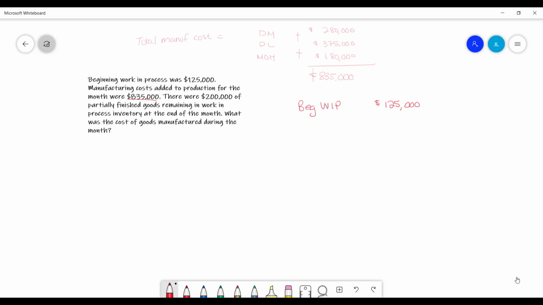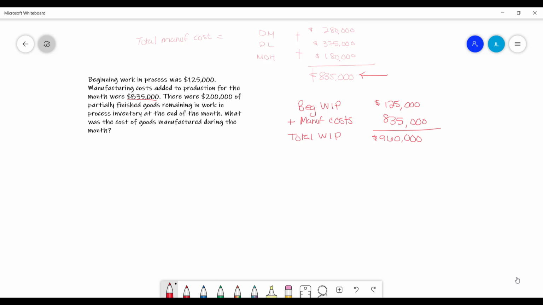So remember, I start with our beginning work in process and what gets added into this account. We said the manufacturing costs, right? Total manufacturing costs, which we just found in that prior example. So to that we add our manufacturing costs incurred for the period. We add in the $835,000, and the combination of those two is going to give us the total work in process for the period. So 125 plus 835, that should give us 960.